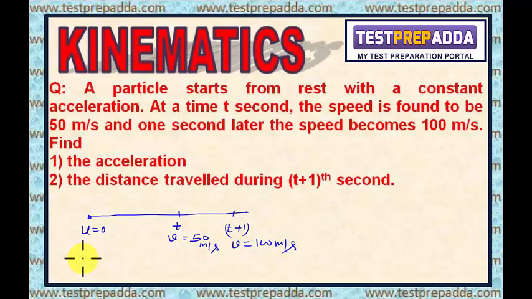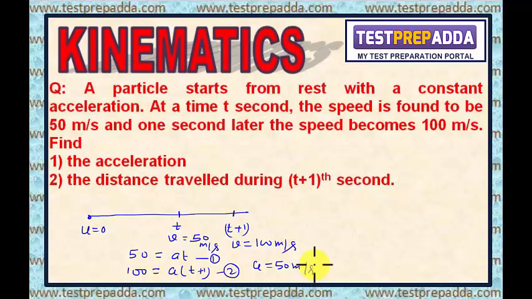Okay, so if I use at time t the equation of motion v is equal to u plus at, then I'll write 50 is equal to at. Consider this as 1. And at t plus 1, if I use this equation of motion, I'll write 100 is equal to a (t plus 1). Consider this as equation 2. Now, if I subtract here, I'll get a as 50 meter per second square.